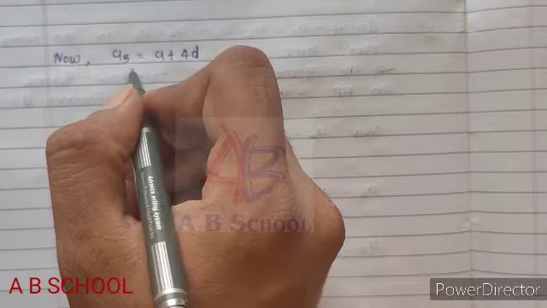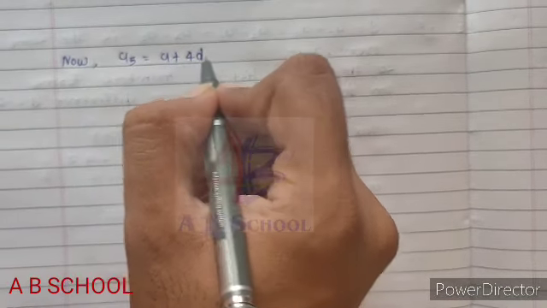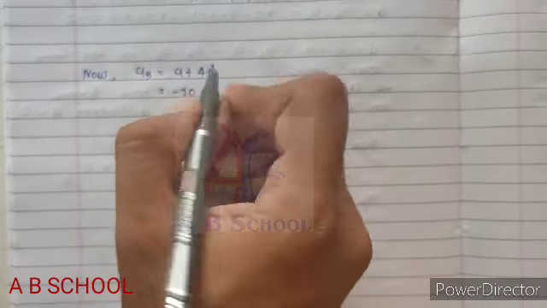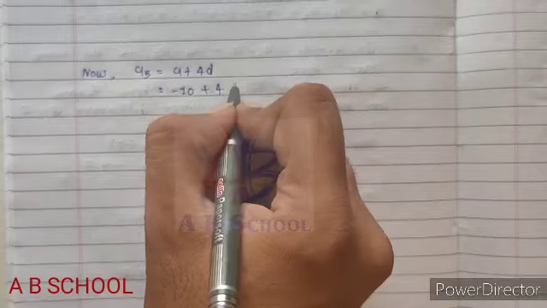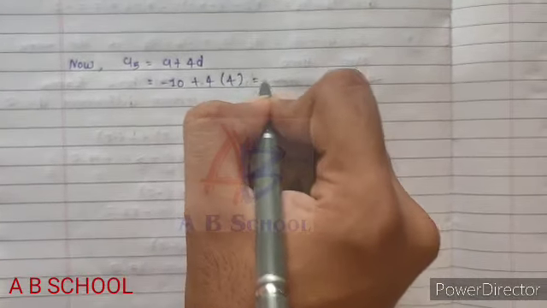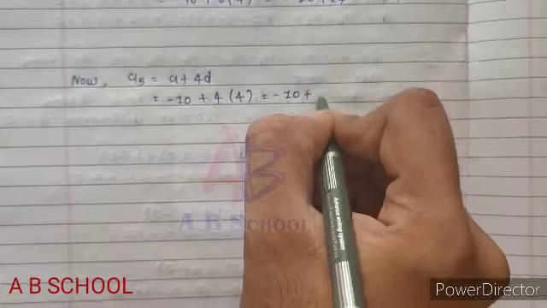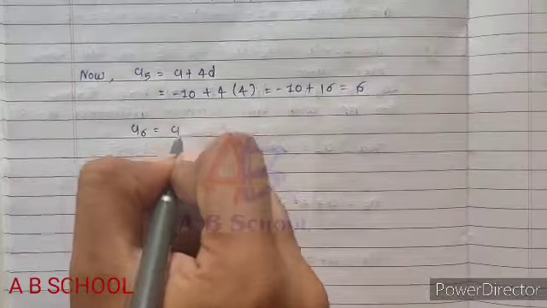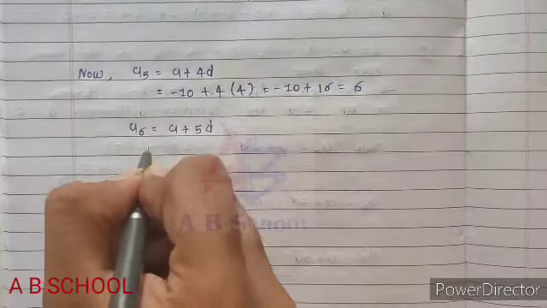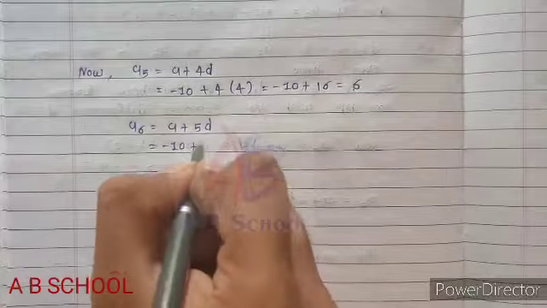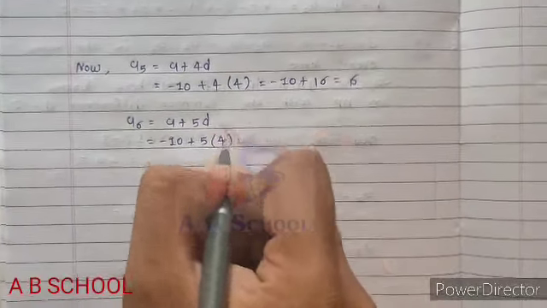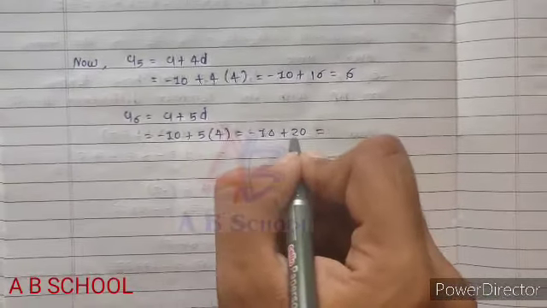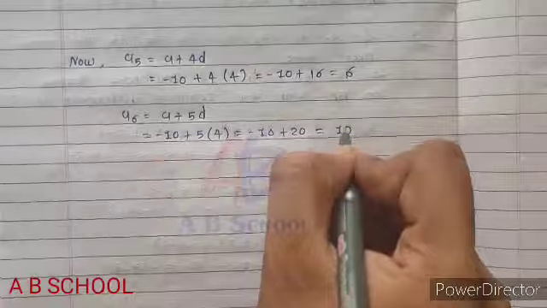By using a general form, A5 is equal to A plus 4D. Value of A is equal to minus 10 plus common difference D is equal to 4. So minus 10 plus 16 is equal to 6. A6 is equal to A plus 5D. Value of A is equal to minus 10 plus common difference D is equal to 4. So minus 10 plus 20 is equal to 20 minus 10 is equal to 10.